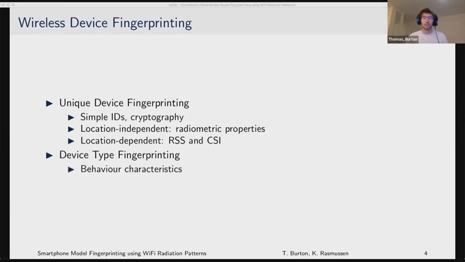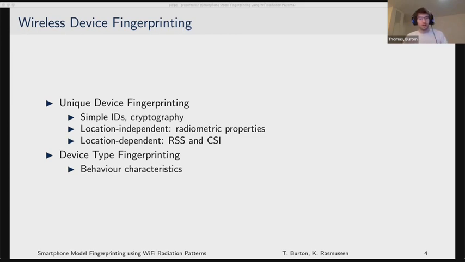The next background element is existing wireless device fingerprinting. So you can broadly categorize this into 2 groups. So we have unique device fingerprinting, where the aim is to distinguish individual devices. So every device is unique in some way. So this can be done very easily by just using some form of ID, like an IP address or a MAC address. But this can be very easily spoofed. So we can supplement this by using different cryptographic methods, but these have problems to do with power usage in low power devices and kind of initial key sharing problems. So it's not always ideal.